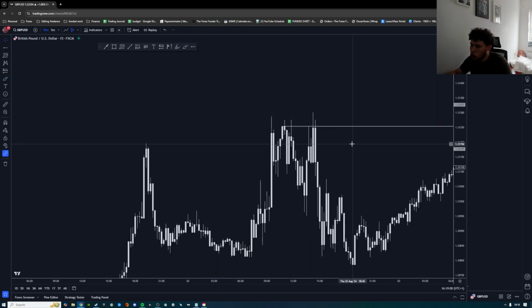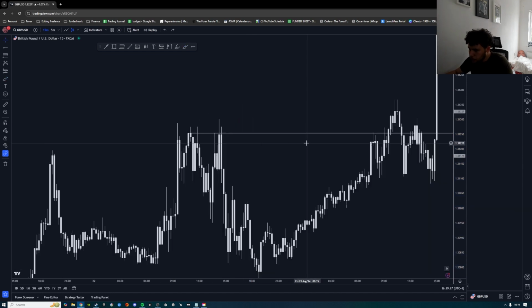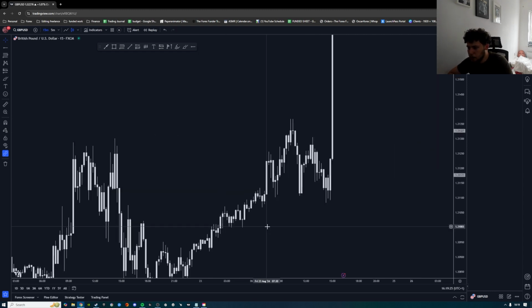Because I ignore wicks. Where does the body close? It closes below this high. Very good area to sell, considering the fact that we've already broken this low here and printed a new low here, failed to break it, and obviously we've sold off. So that's, again, the difference between my form of breaks and other people's forms of breaks.